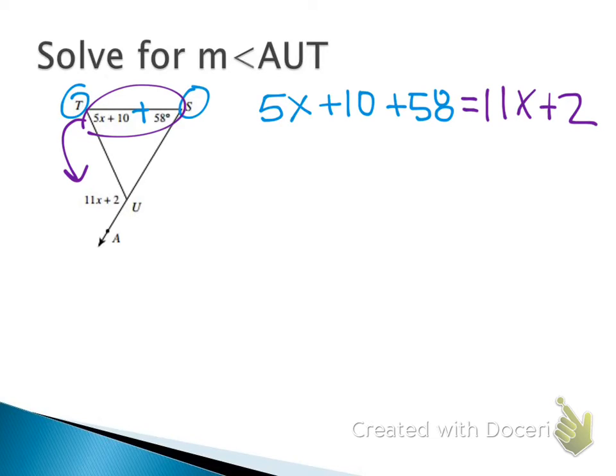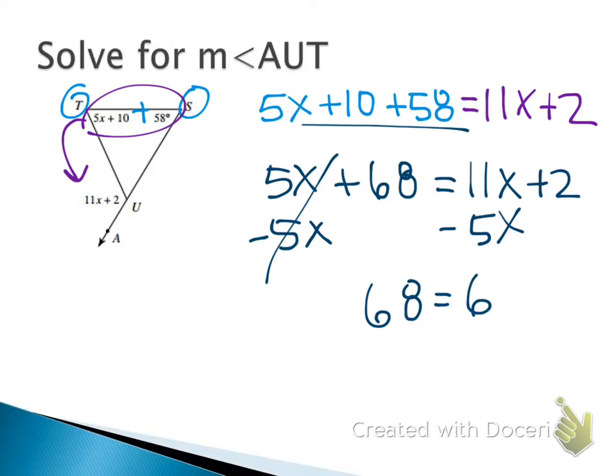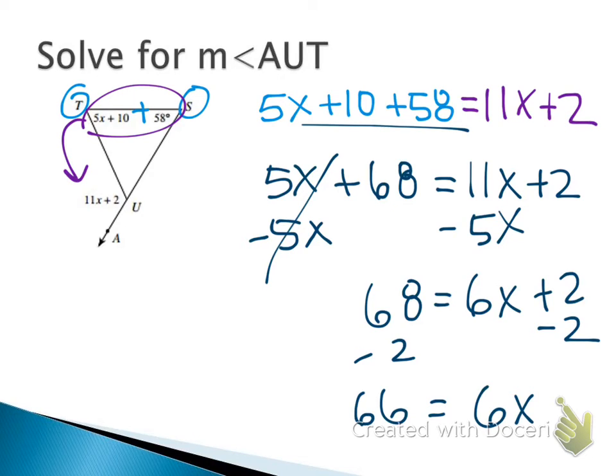All right, we can combine like terms. What is 10 plus 58? 68. Subtract 5x. 68 equals 6x plus 2. Next step. Subtract 2. 6x equals 66. Divide by 6 and x equals 11.